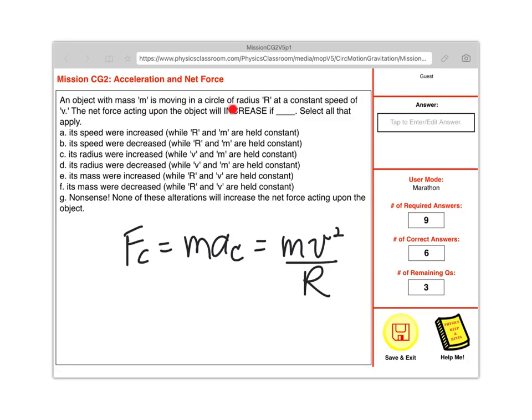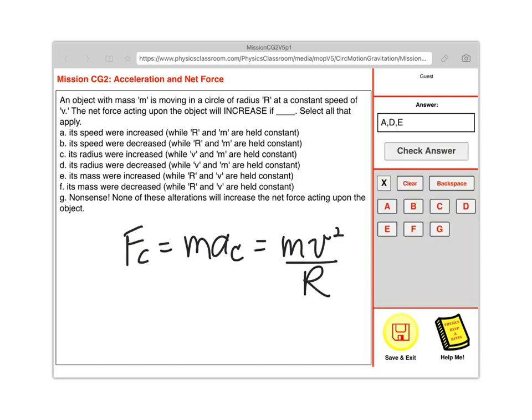So here we're asked about force and an increase in force. An increase in mass, or an increase in velocity, or a decrease in radius will result in an increase in force. So those should be our three choices.